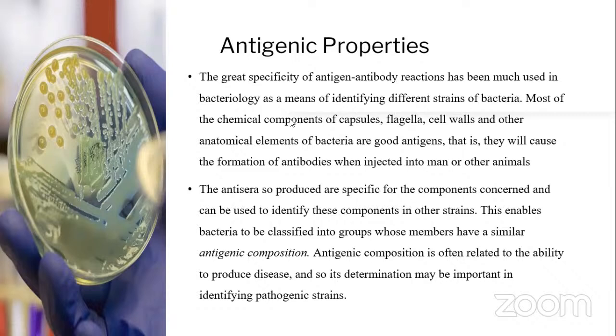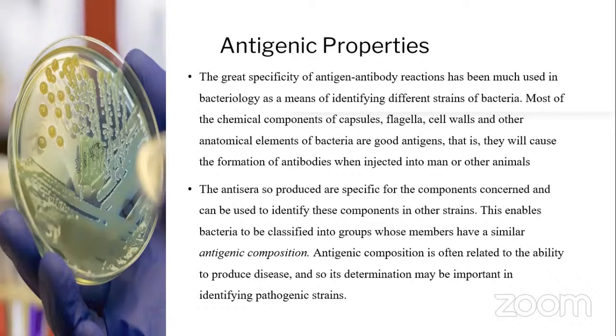So we have the antigenic properties. It is a way of identifying different bacteria based on the antigenic properties that they produce. Now, what am I talking about? Any substance that enters the human body is usually called an antigen. They stimulate the production of substances that fight against disease, called antibodies. Most of the chemical components of bacterial cells or structures are antigenic in nature. Examples are the capsule, flagella, cell wall, and other anatomical elements of bacteria, which are sources of antigen that cause the formation of antibodies when they get into the cells of humans or animals.